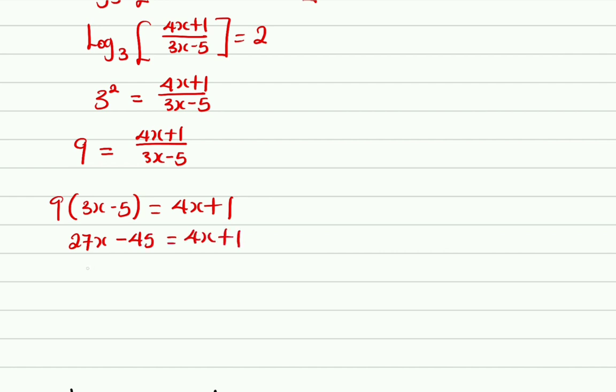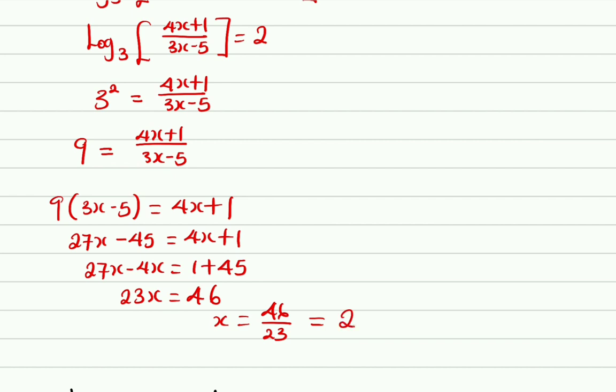So that, collecting like terms, I'm going to have 27x minus 4x is equal to 1 plus 45. So I have 23x is equal to 46, and x is going to be 46 all over 23, which is 2. So we're done with this. Quickly, let's go to the third question.